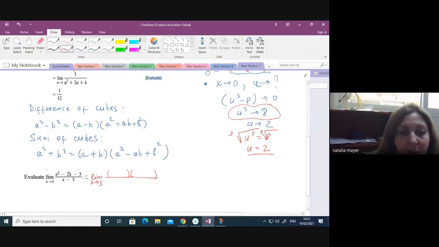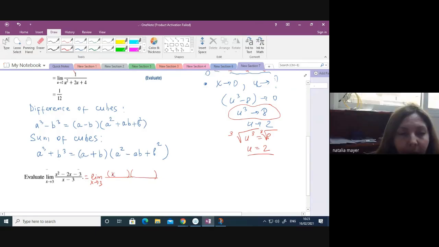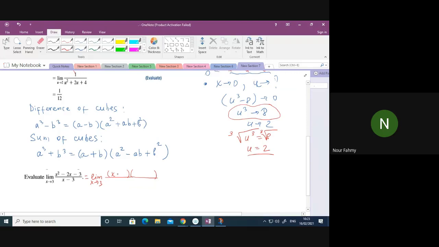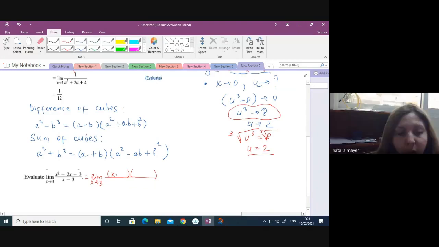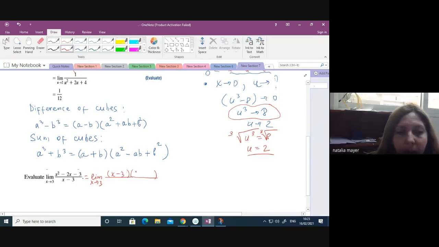It's gonna be x minus 1 and then x plus 3. I don't think so. It's x minus 3 and x plus 1. Oh, yes, the opposite. x minus 3, x plus 1. Now, Noor Fahmi, why?